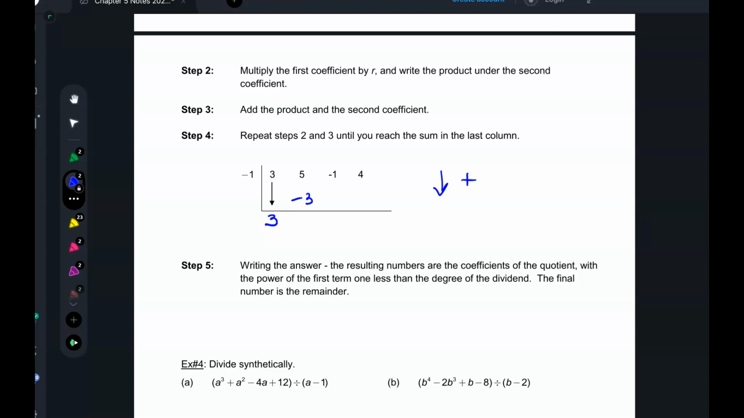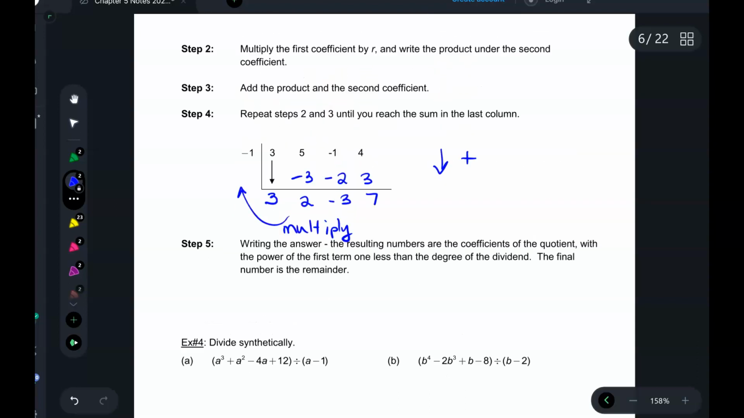Now, 5 and negative 3 give us 2. Now I want to do 2 times negative 1. That's negative 2. Add vertically, so that's going to give us... Wait, what did we multiply to get the negative 2? 2 times negative 1. Oh, okay. So we always multiply these and then add straight down. Okay, now negative 3 times negative 1 is 3. Add, we get 7.